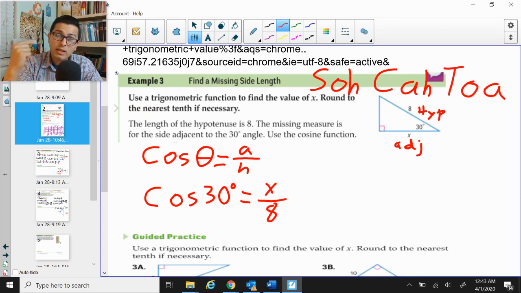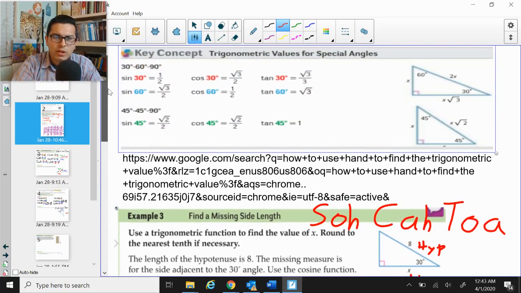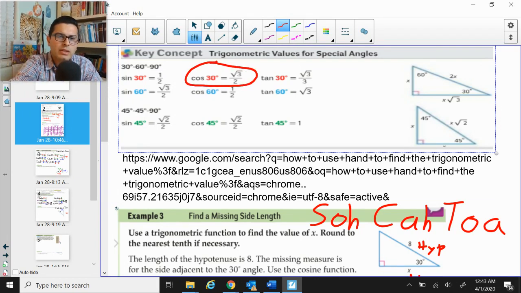Now, this is where I did not want you to be afraid of the table, because how do we figure out what cosine of 30 is? Well, that is where the list comes in. Let's just scroll up really quick, and we're going to take a look at our list. We're looking for cosine of 30 degrees. And look at that. We have cosine of 30 degrees right there. Cosine of 30 degrees equals square root of 3 over 2. So we're going to replace cosine of 30 with square root of 3 over 2. Let's scroll back down.